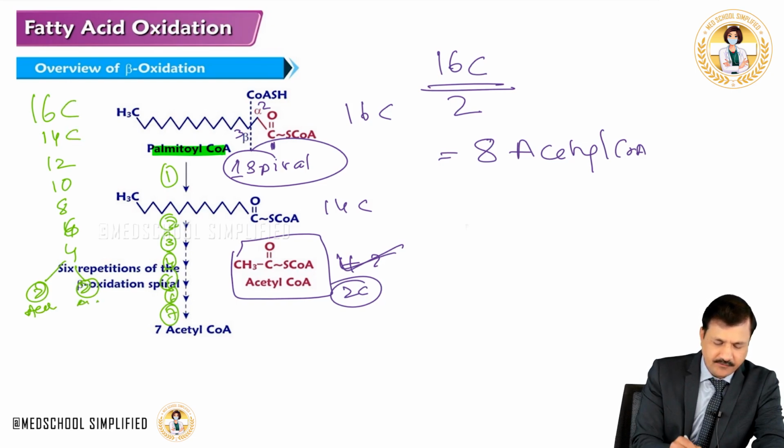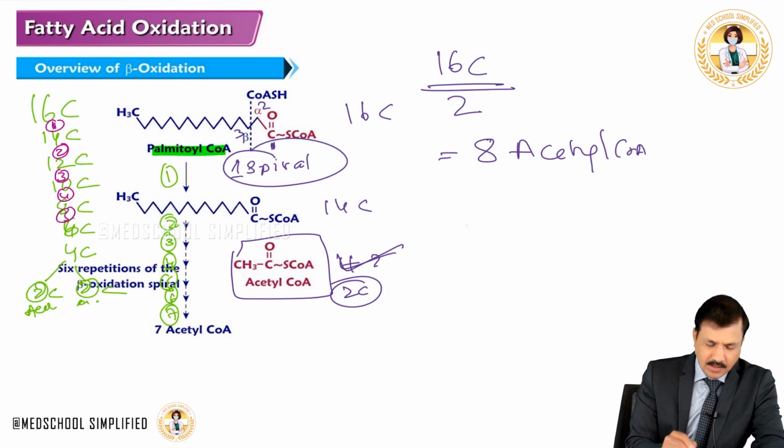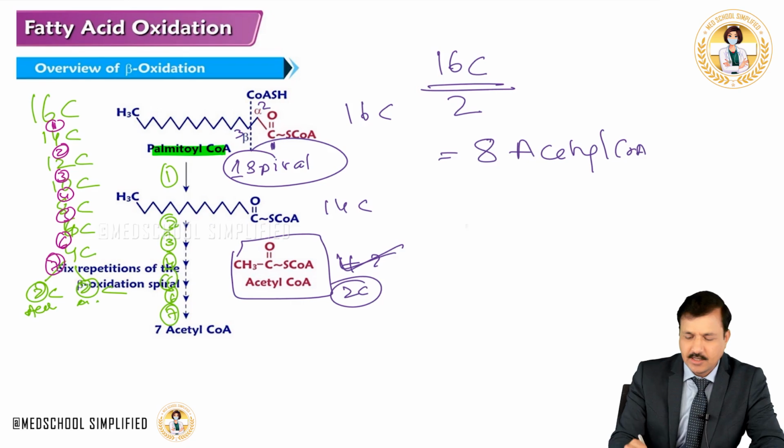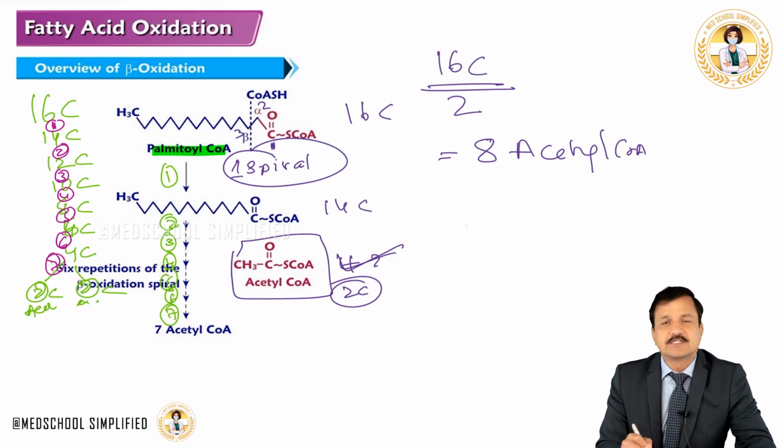So 16 carbon, 14 carbon, 12 carbon, 10 carbon, 8 carbon, 6 carbon, 4 carbon breaks into 2 carbon plus 2 carbon. When you count the number of spirals, 16 to 14 is number 1 spiral, 14 to 12 is number 2, 12 to 10 is the third spiral, 10 to 8 the fourth spiral, 8 to 6 the fifth spiral, 6 to 4 the 6th spiral, and 4 to 2 plus 2 is the 7th spiral. So in total there will be 7 spirals to break a 16 carbon fatty acid into 8 acetyl-CoA molecules.